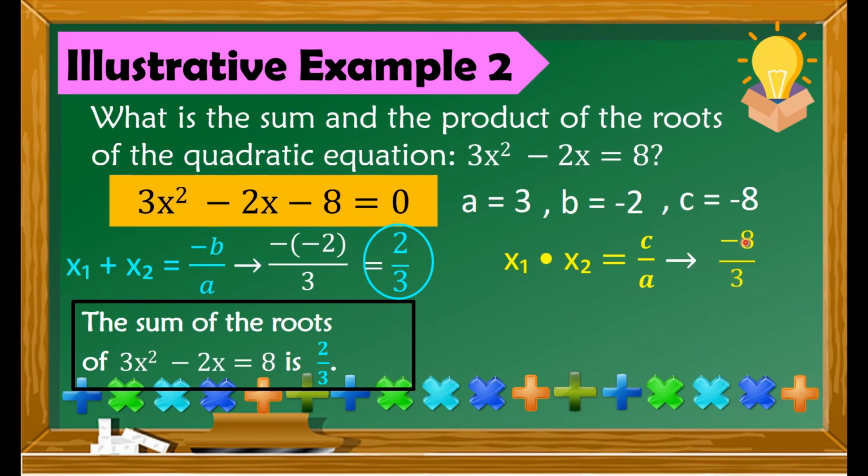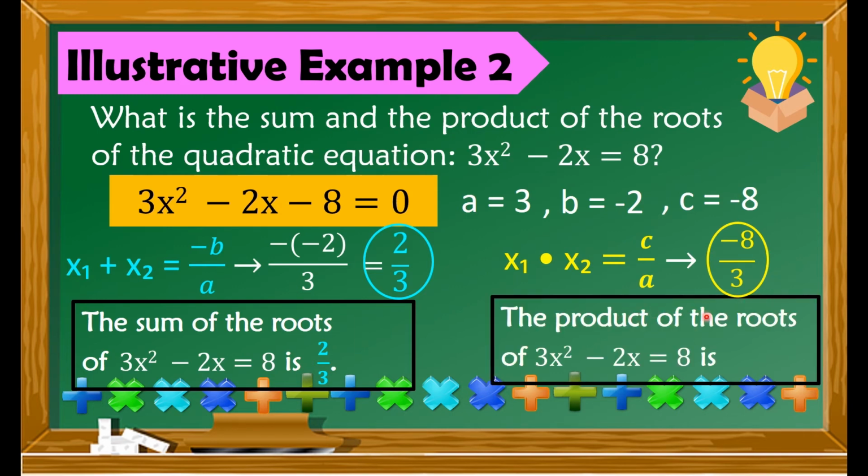Do we still have the simplified form? It can already be your product of the roots. So this is our product of the roots. Therefore, that is the product of 3x squared minus 2x is equal to 8. Okay, guys? So I hope it makes clear to you.